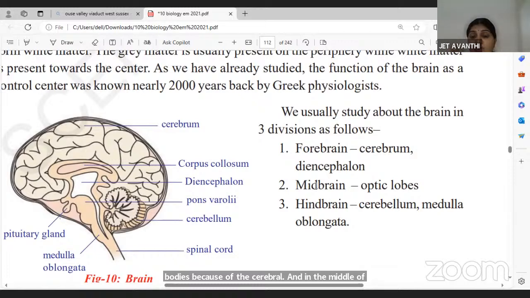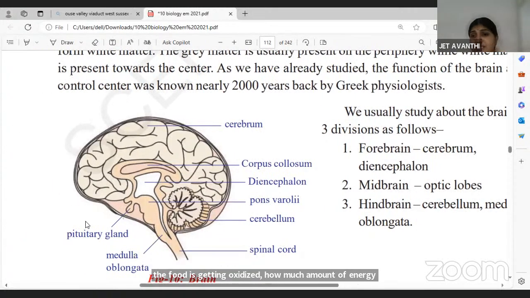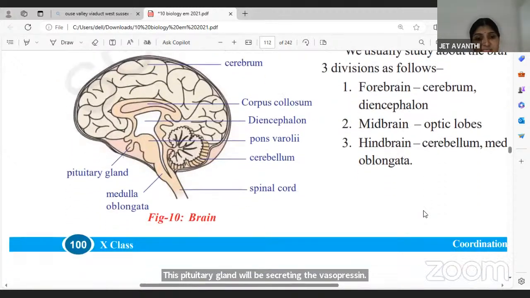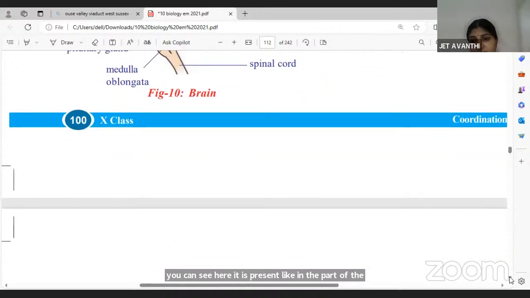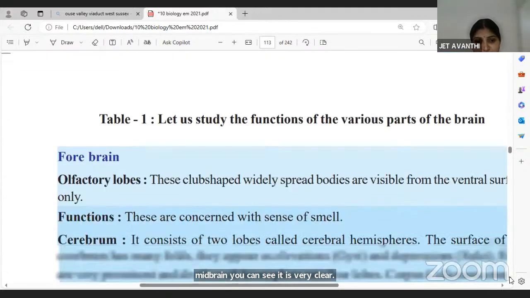And the pons varolii is controlling the rate of respiration: how much food is getting oxidized, how much energy is liberated in the body. All those functions are coordinated by the pons varolii. And as I told you yesterday, we have a pituitary gland. This pituitary gland secretes vasopressin. So this is the location of the pituitary gland, children. You can see here, it is present in the part of the midbrain. You can see it is very clear. You have to be thorough with all the parts of the human brain and its functions, very important.